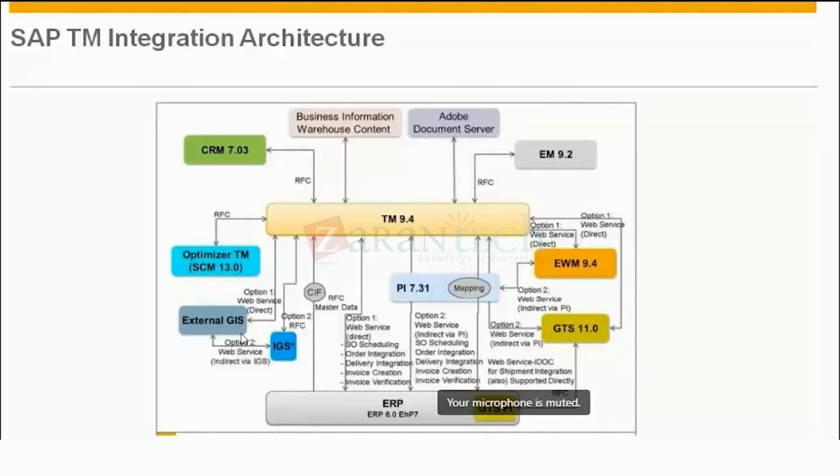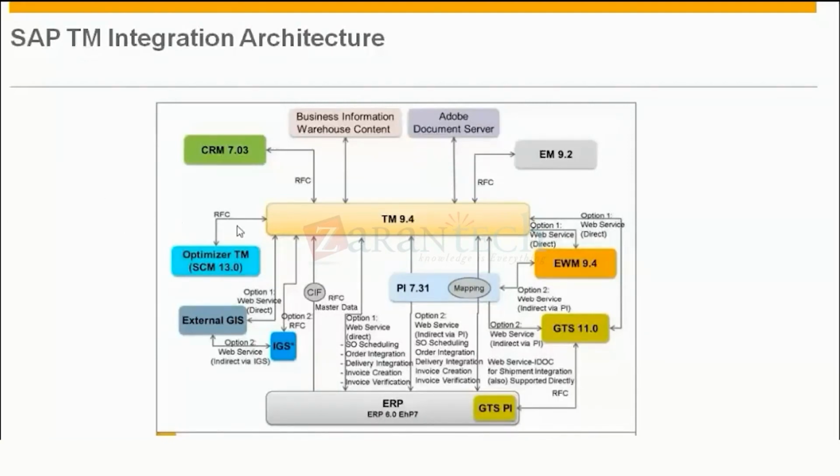But if you are using a GIS, basically like Nokia or another service provider, you need to buy a server or license for them to interact with them. So in case you are using a GIS, the integration of GIS can be done through web services direct, or if you want to do indirect communication, you have to do it via IGS. And that IGS talks with TM using RFC. Okay? IGS is an integrated geographical system or indirect geographical system.